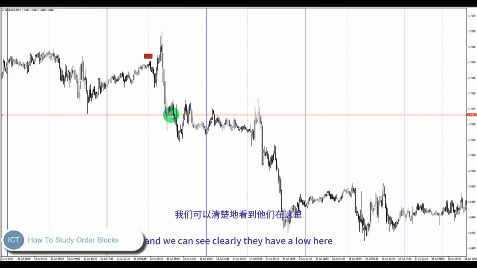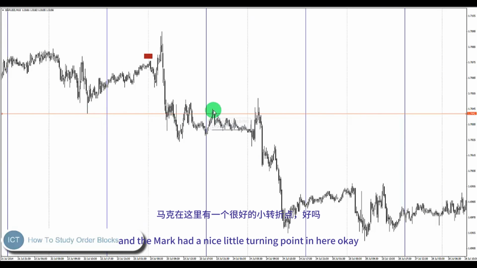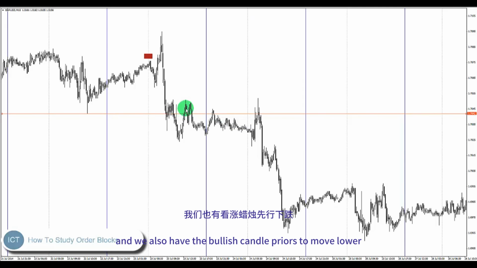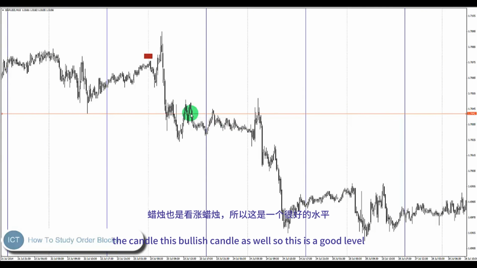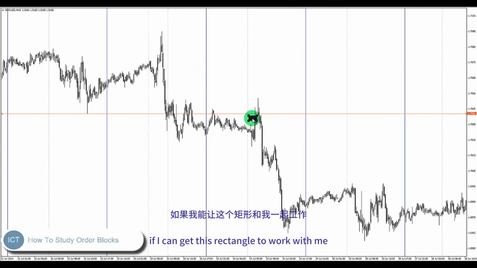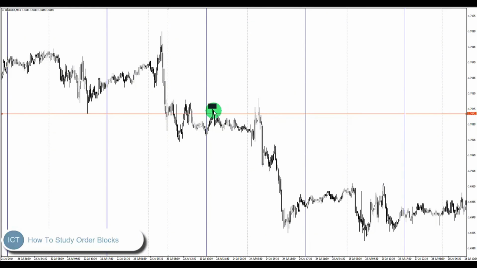And we can see clearly they have a low here, and the market had a nice little turning point in here. Okay, and we also have the bullish candle prior to the move lower, and we also have the body of the candle, this bullish candle as well. So this is a good level. Stops, if I can get this rectangle to work with me, would be just above this short-term high.